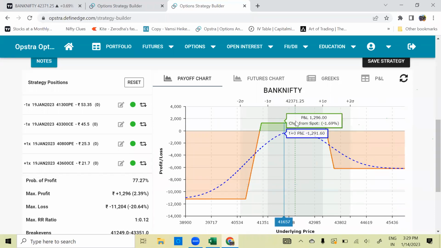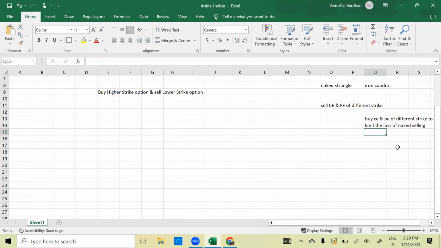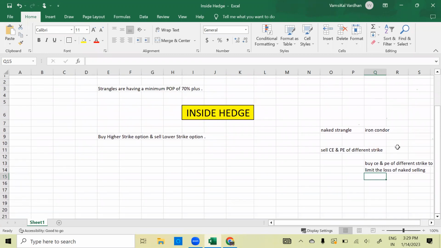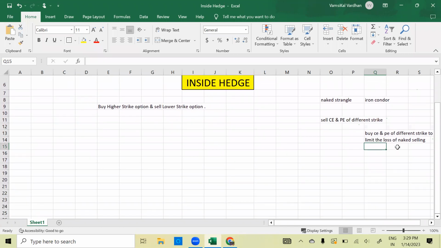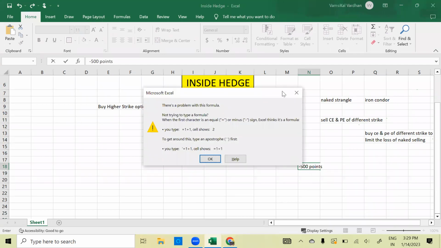After this, we will see the effect of whether strangle is better or iron condor is better. We will take three examples. Example one is, what if the market goes down 500 points? Because Nifty might go down 500 points many times.